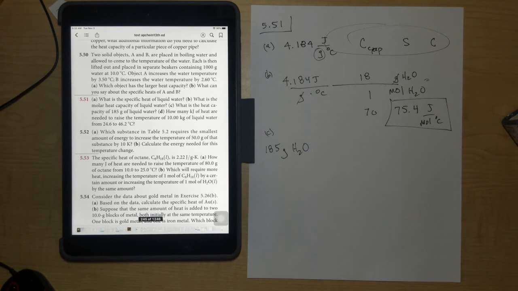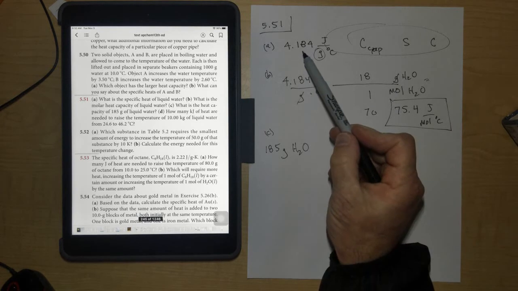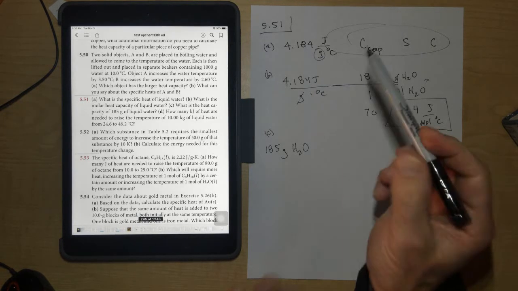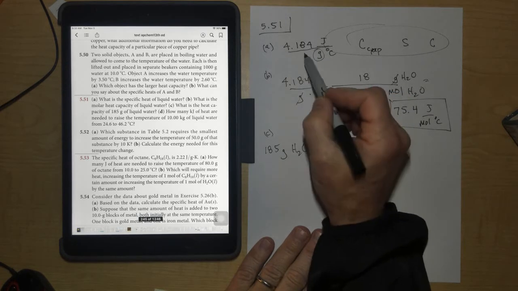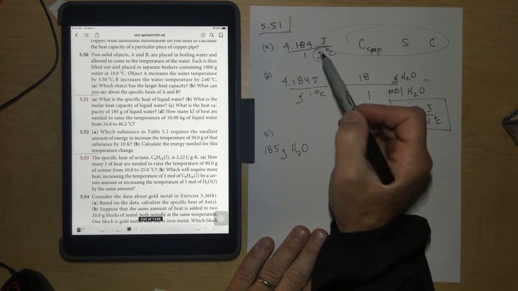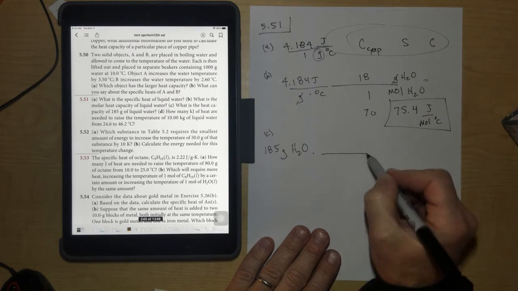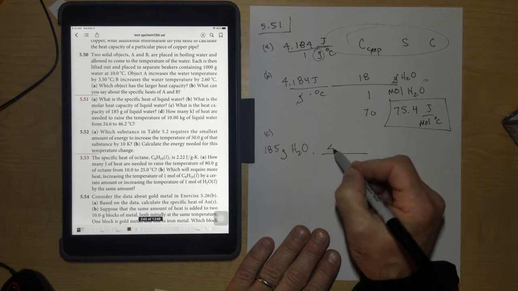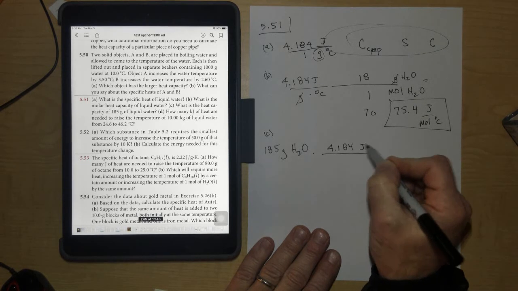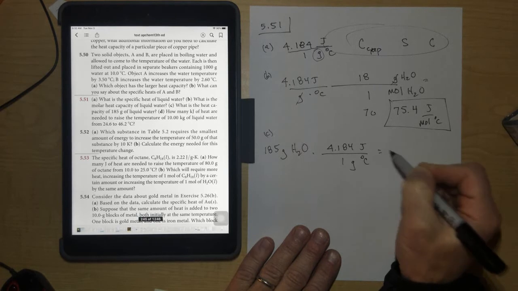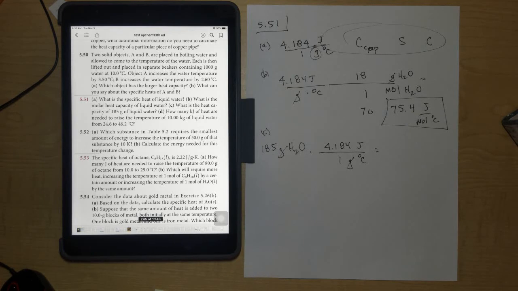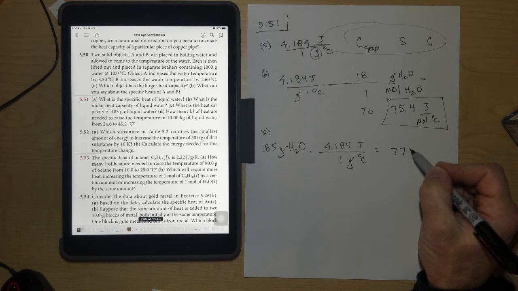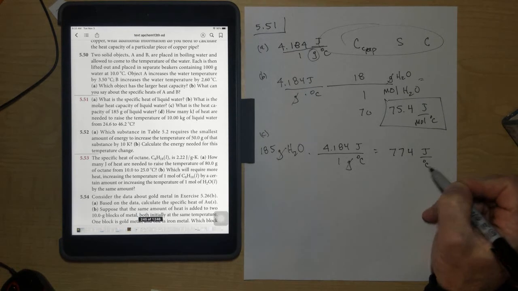So now we know that this is the heat capacity for 1 gram of liquid water, because if you wrote a fraction here, you could actually put a 1 down here, so it's 4.184 joules per 1 gram. Well, if we had 185 grams, we would multiply it by 4.184 joules per 1 gram degree Celsius. So notice my grams will cancel with my grams, and this will tell me my joules per degree Celsius that I have for 185 grams. Multiplying those two together, I get 774 joules per degree Celsius.